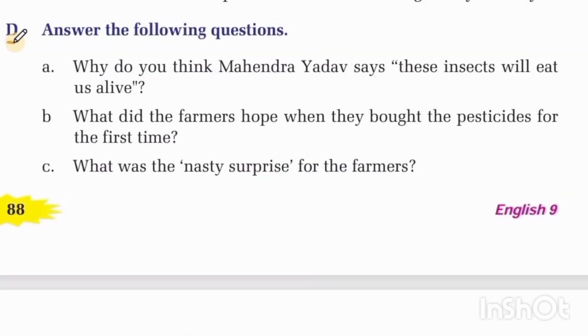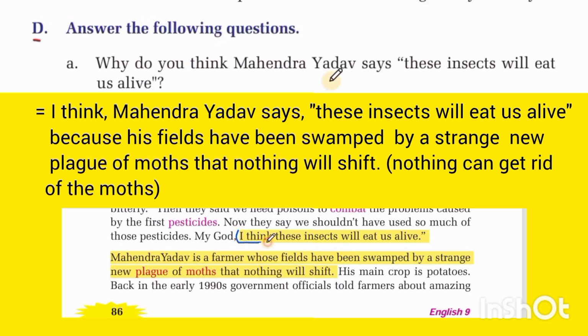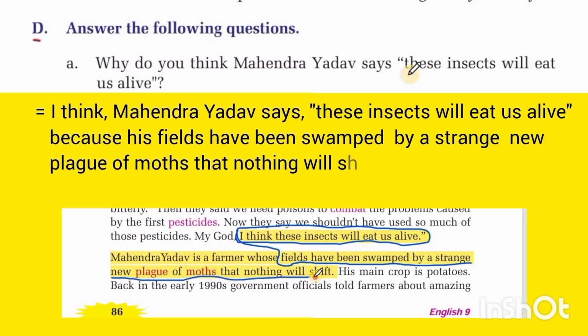Task D, question answer. A. Why do you think Mahendra Yadav says these insects will eat us alive? Possible answer. I think Mahendra Yadav says these insects will eat us alive because his fields have been swamped by a strange new plague of moths that nothing will save.